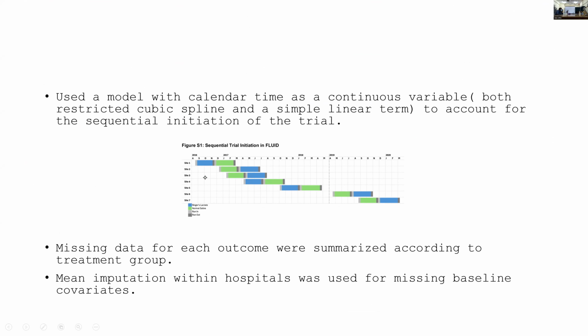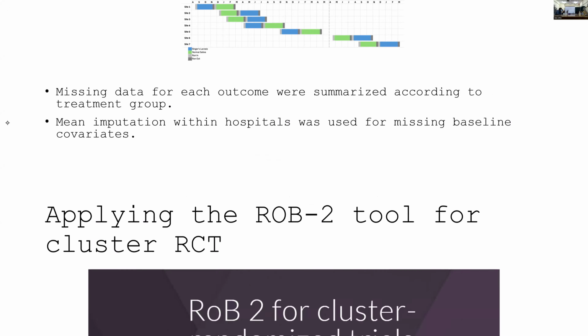And because they have done a sequential trial initiation, they have also adjusted for calendar time by using it as a continuous variable. And the other thing they have done is all the missing data for each outcome were summarized according to the treatment group. And if there was any missing baseline covariates, they actually used imputation. But this one doesn't really make a difference because they're actually concerned about the outcomes and not the baseline variables. But maybe for subgroup analysis, this is useful.